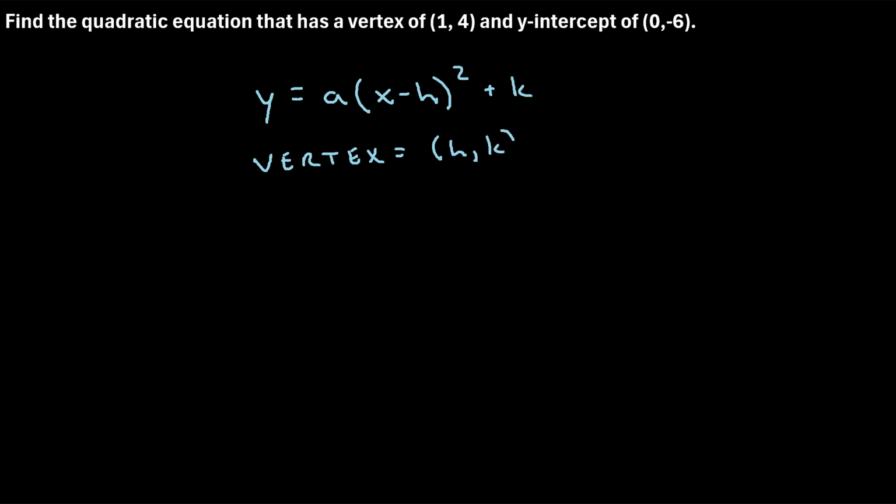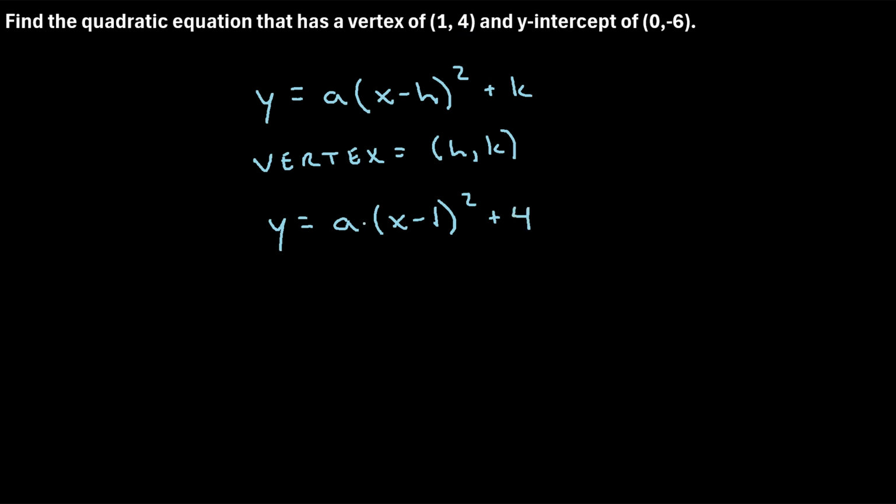k). So in this case, we're given the vertex is (1, 4), so h is 1 and k is 4. So what we can do is go ahead and fill in those values. So we can say y is equal to a, we don't know what a is yet, but we can say (x minus h), so h is 1, squared plus k, and k is 4.